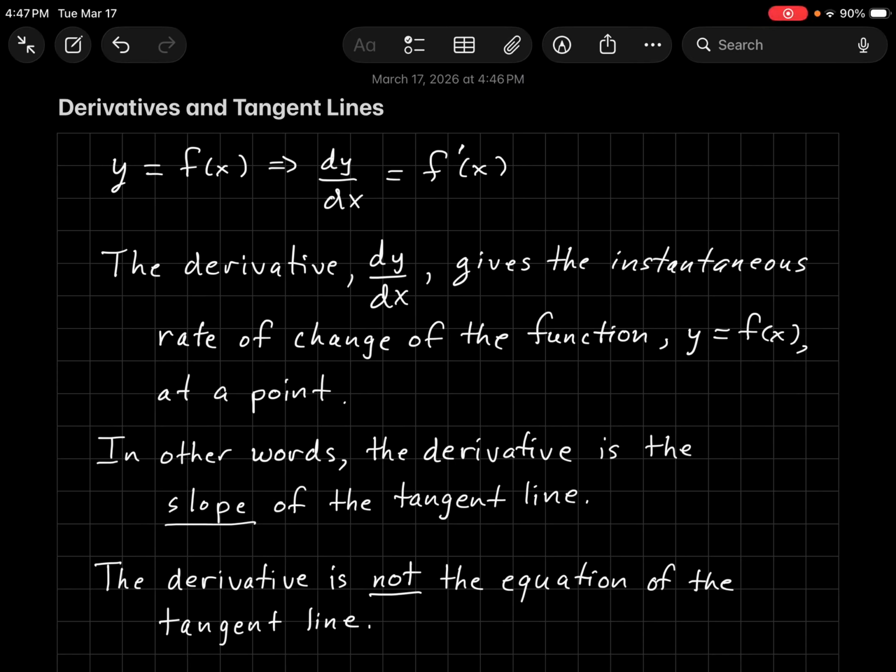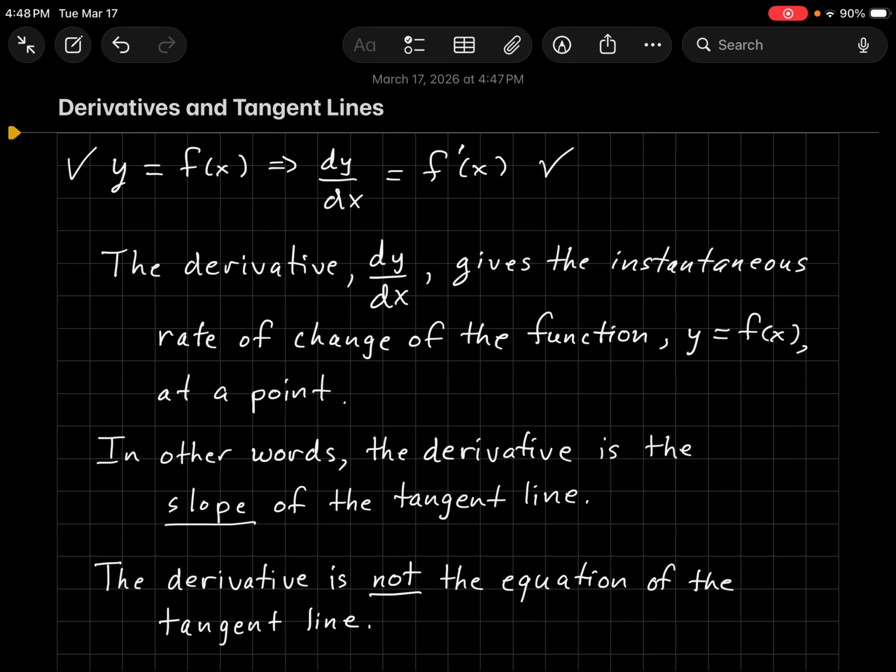Derivatives and equations of tangent lines. Recall that if y equals f of x is the function, then we have two notations for the derivative, either dy dx or f prime of x, where the derivative gives the instantaneous rate of change of the function at a point. In other words, the derivative is the slope of the tangent line.